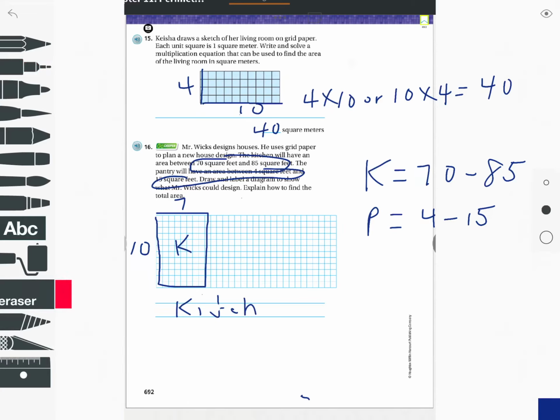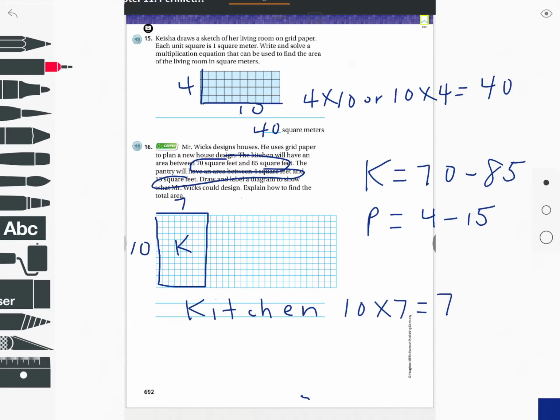Oops. Make this a little better. And again, yours most likely will be different, but this is one possible example. So I know my kitchen has an area of 10 times 7, which is 70. So it's 70 square units. That's my kitchen. Now, how about my pantry? It has to be between 4 and 15. So I'm just going to pick 10. So I have a lot of food.